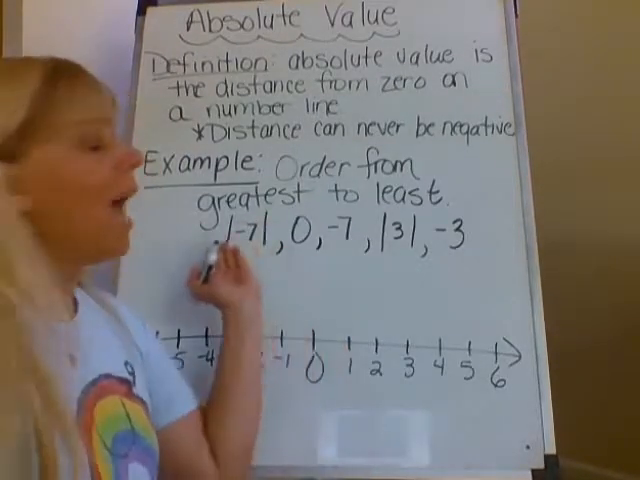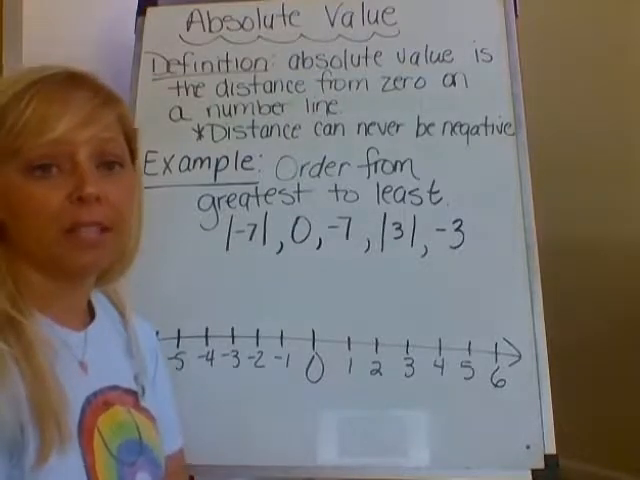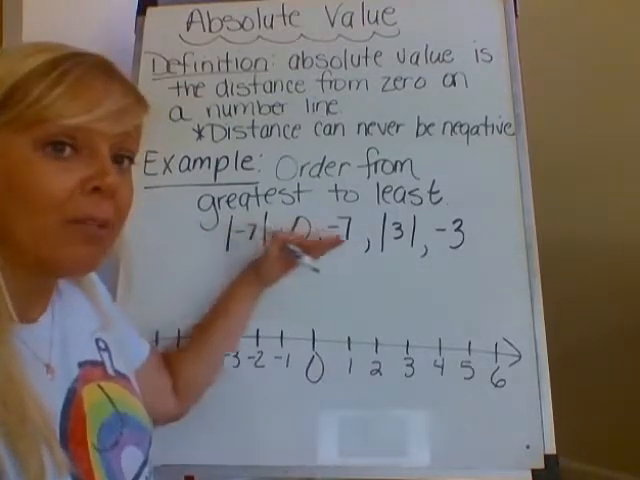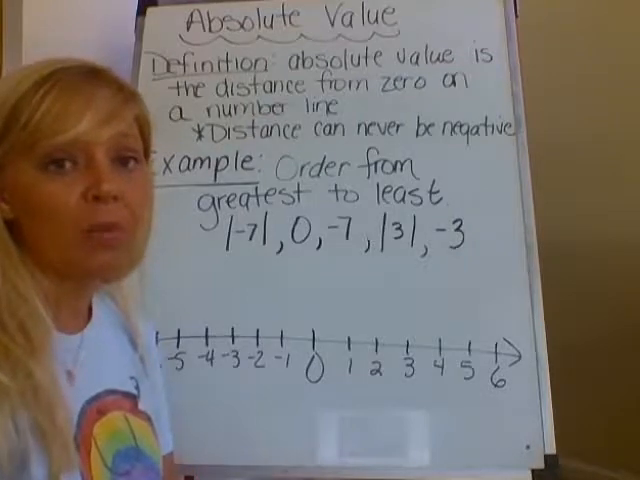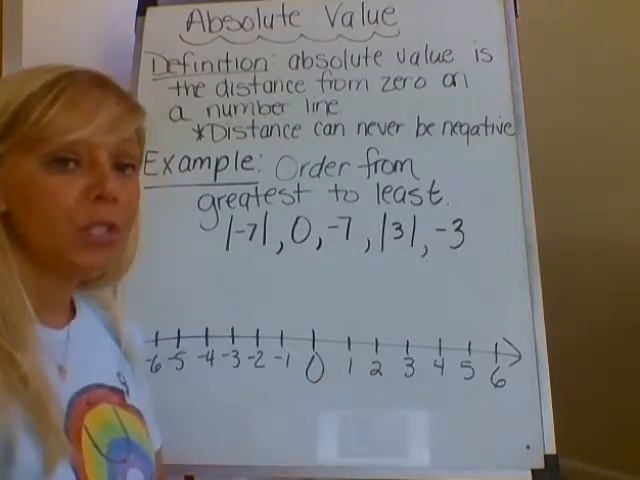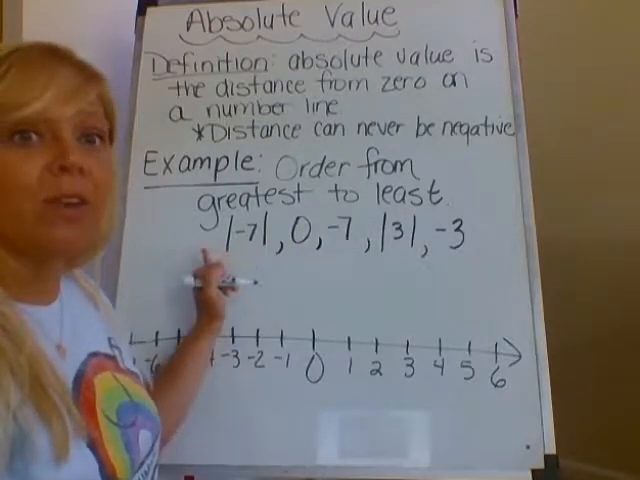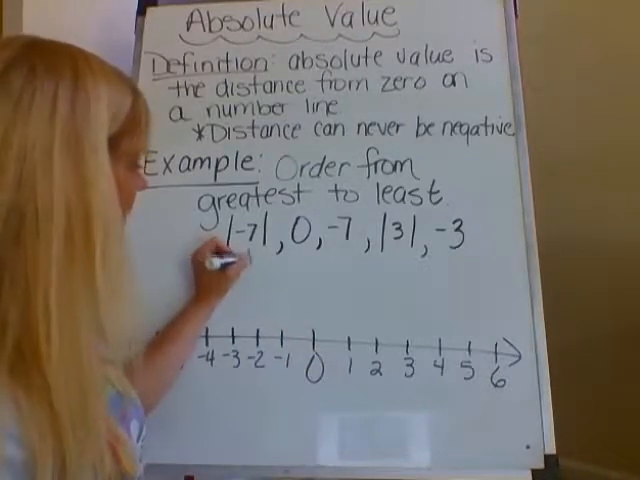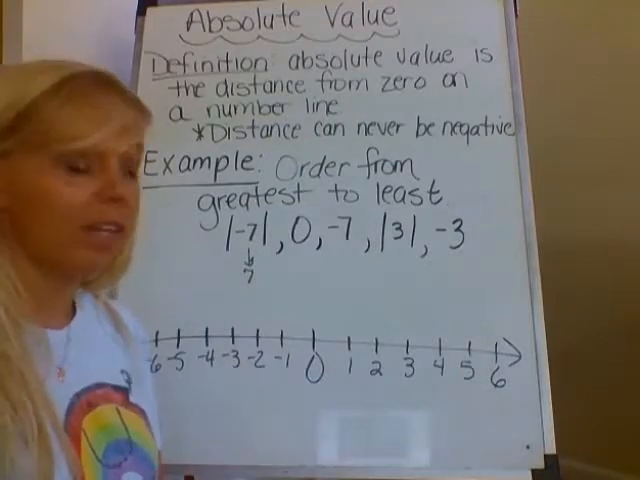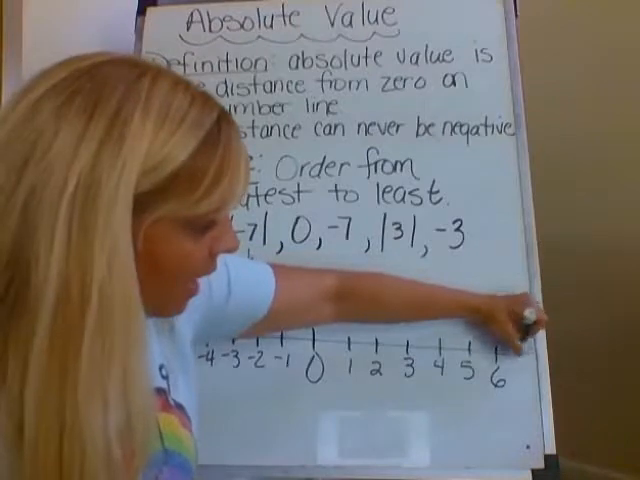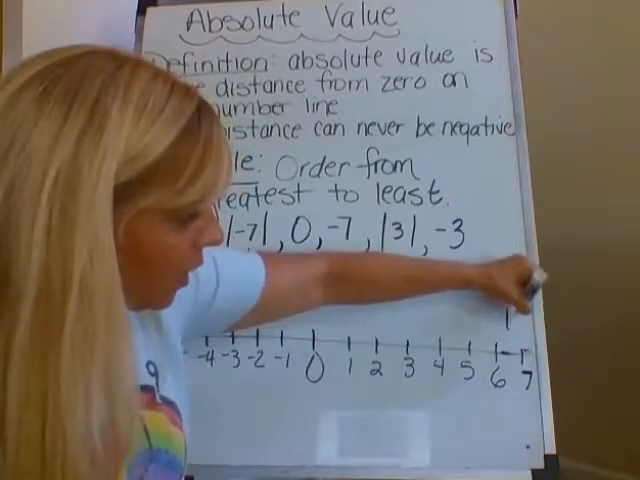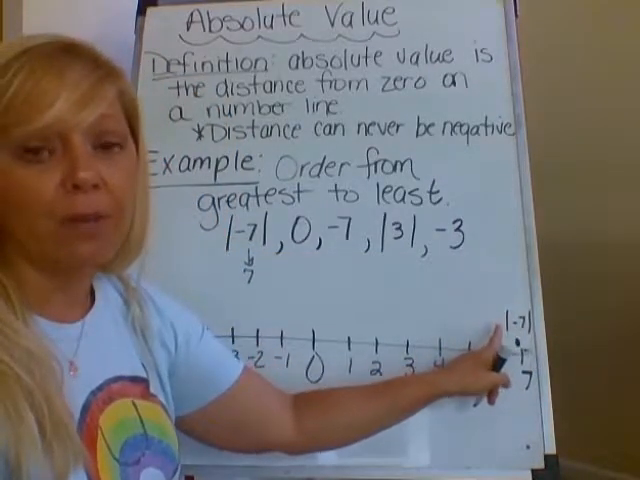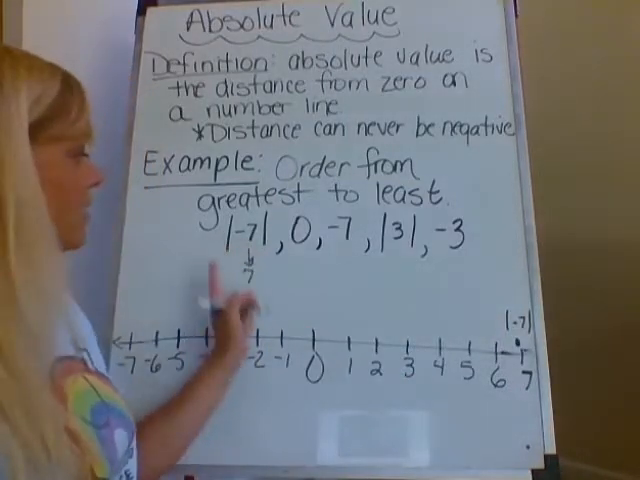Okay, what if I want to order absolute values and integers from greatest to least? Again, I can use a number line to help me, or I can just rewrite all my absolute values below and determine the value of each one. So let's talk about negative 7. We have the absolute value of negative 7. What's the distance from 0 to negative 7? This becomes positive 7. So if I wanted to graph this, the absolute value of negative 7 would be at positive 7. This is where I would graph negative 7 with the absolute value bars around it. So that is where that would land.